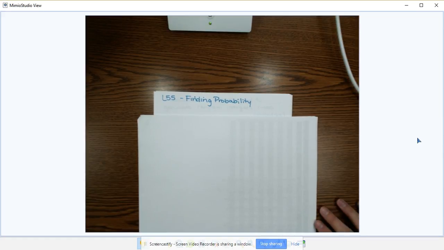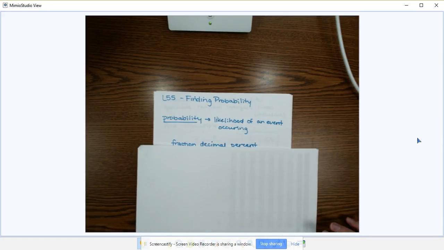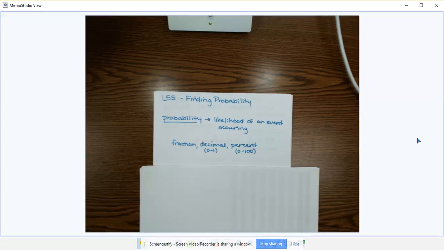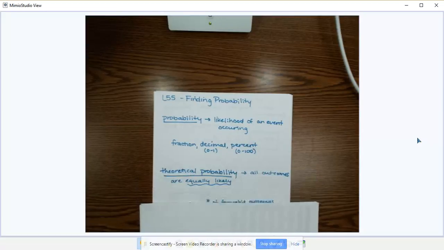Okay, today we're going to find probability. Quick reminder, probability is the likelihood of an event, so you can write it in three different ways: a fraction, a decimal, and a percent. Make sure your decimal is between 0 and 1, and your percent is between 0 and 100.